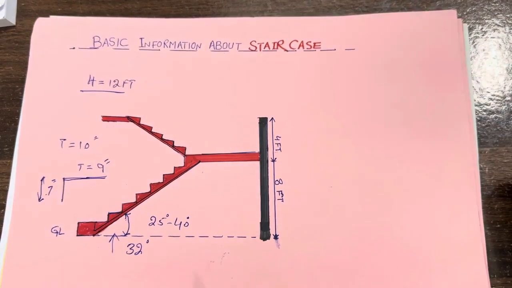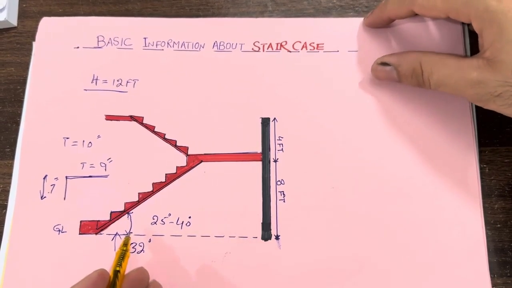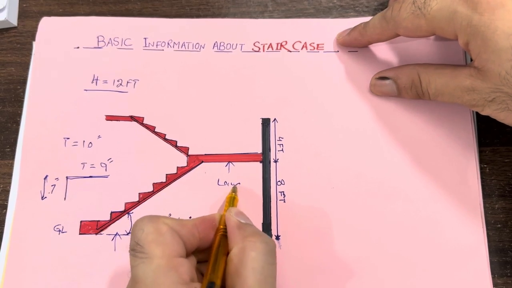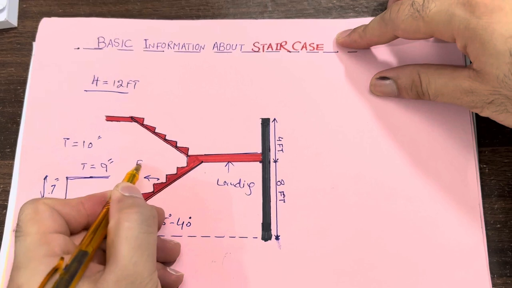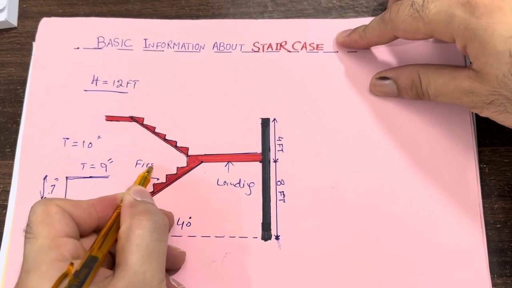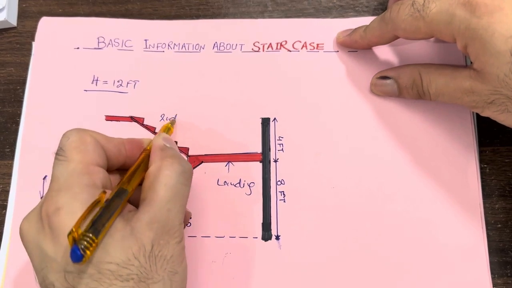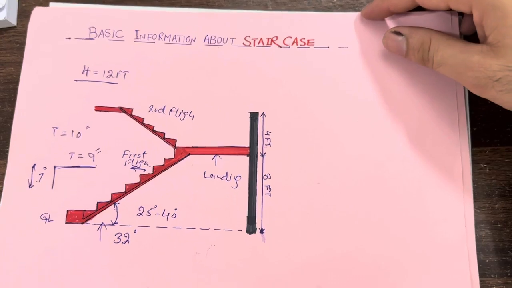Now let me guide you through some basic information. The first one is the angle of the stair. If you see, this is the landing. This is the first flight, and this is the second flight. We have 2 flights here because this is a dogleg stair.